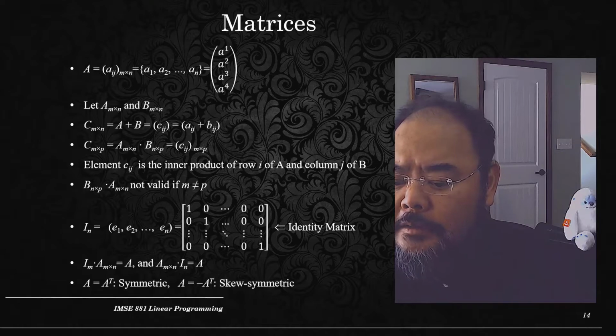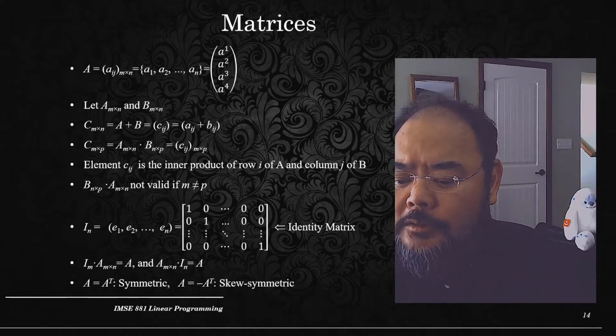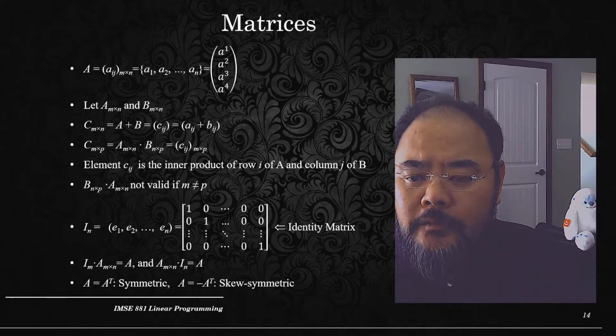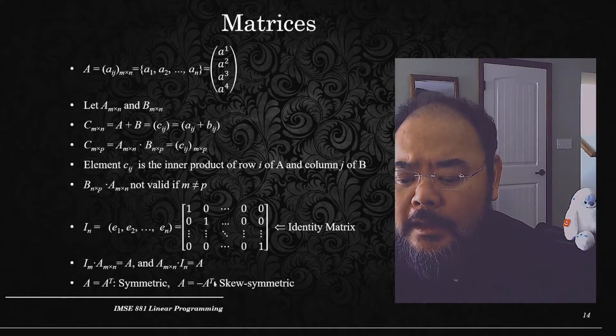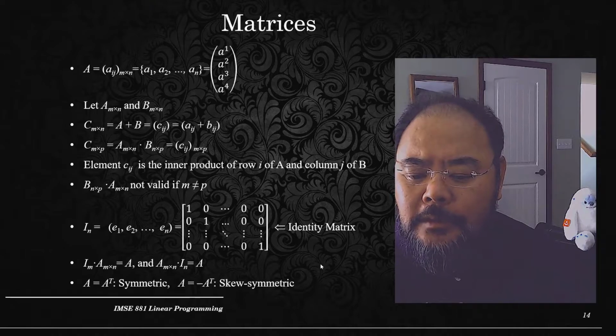The next property is, if A equals A transpose, we call this matrix A symmetric. If matrix A is equal to the negative of A transpose, we call this a skew-symmetric matrix.